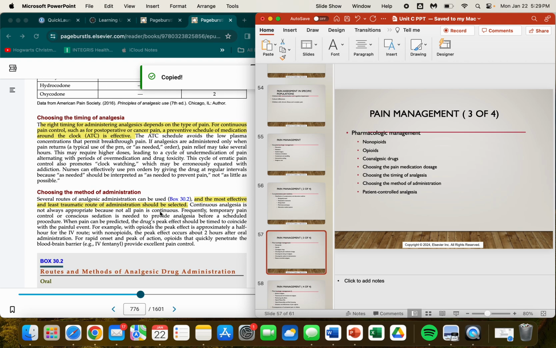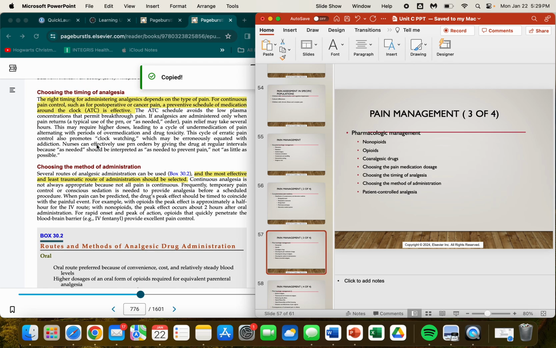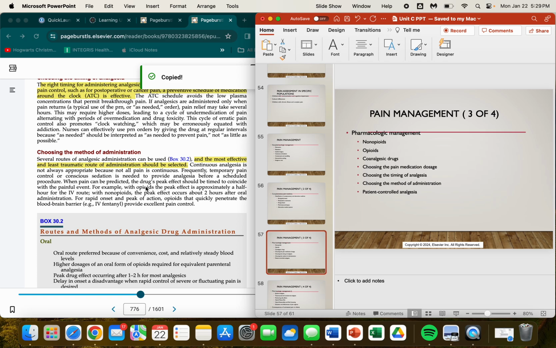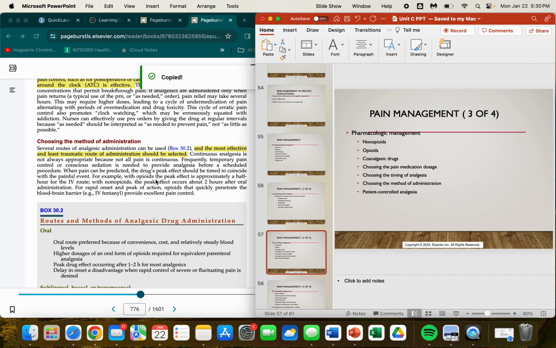Timing. When we talk about timing, the right timing for administering analgesia depends on the type of pain. For continuous pain control, such as post-op or cancer pain, we usually want to have around-the-clock medication available. Whatever is the most effective and the least traumatic route is what should be selected.